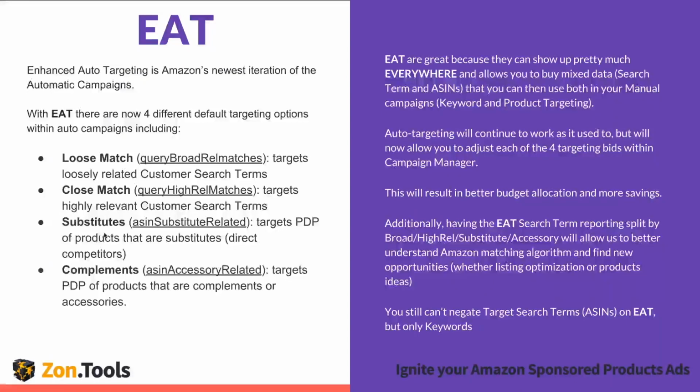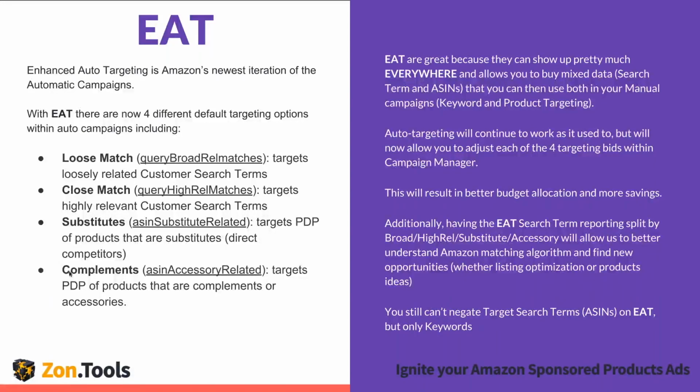The other 2 are substitutes. This is no longer a query, no longer a keyword, this is an ASIN. The substitute will target PDPs, so product listings, that are substitutes. This means direct competitors. So if you're selling a silicone spatula, this targeting will target other silicone spatulas.